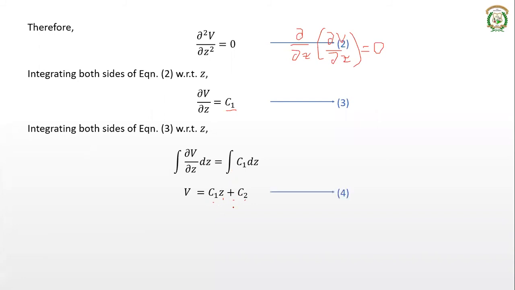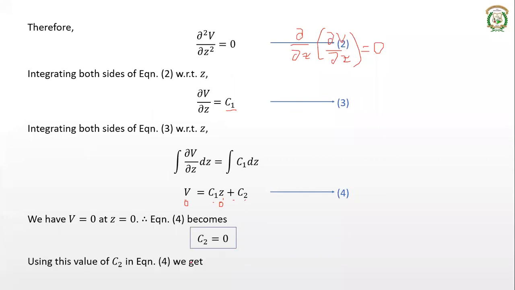Now you apply the boundary conditions. What are the boundary conditions? Z is equal to 0 and Z is equal to D. At Z is equal to 0, we have V is equal to 0. At Z is equal to D, we have V is equal to V0. First we take Z is equal to 0, where the potential V is 0. If we apply this, this term is 0, so C2 will be equal to 0. So you determined one constant.